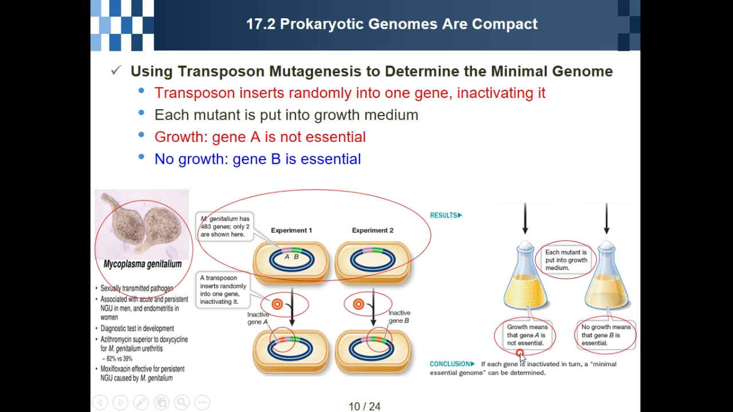No growth means that this gene B is essential. So based on this experiment, we can determine the minimal genome. Gene B is essential, gene A is not essential. So people use the transposition method to determine the minimal genome in prokaryotes.